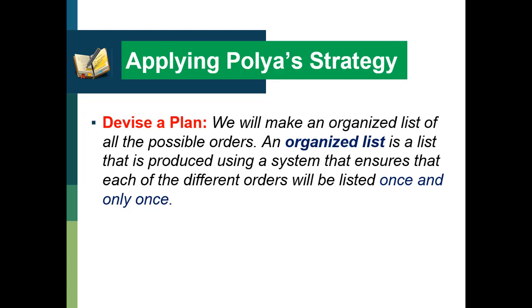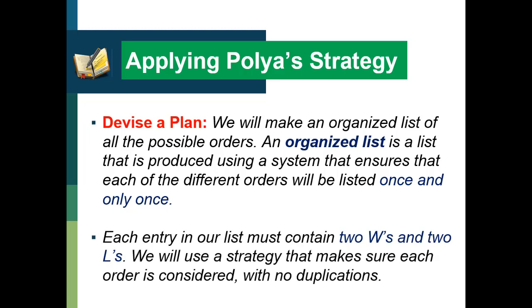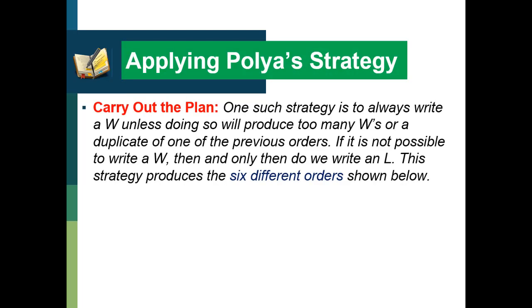So what is our system here? Each entry in our list must contain 2 W's and 2 L's. So we cannot have 3 W's and 1 L or 3 L's and 1 W. We will use a strategy that makes sure each order is considered with no duplications. And with that, we are using an organized list. Okay? Let's carry out the plan.